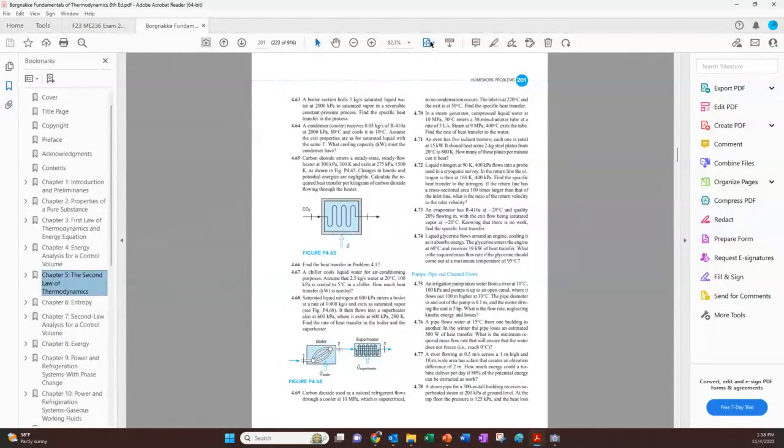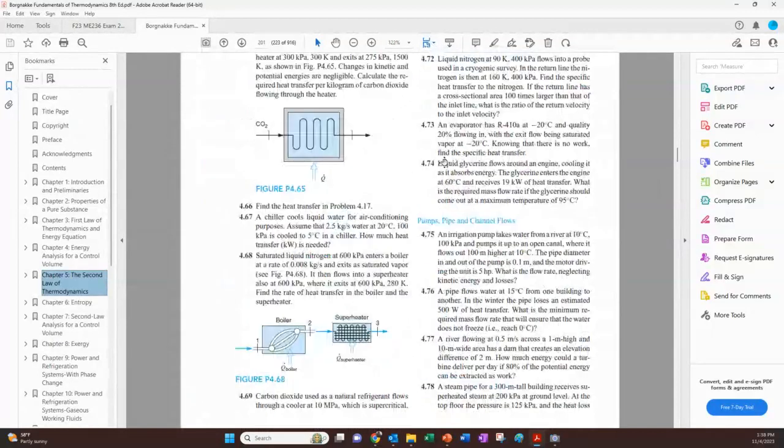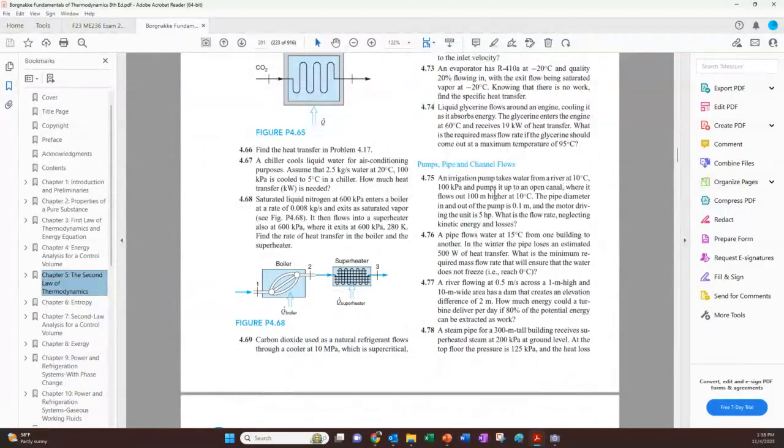pumps and channel flow. An irrigation pump takes water from a river at 10 degrees Celsius in an open channel. So I'm not sure if we did any open channel things, where it flows out at 10 meters higher. Okay, I don't think, no, I think we're okay. And the pipe diameter in and out of the pump is 0.1 meters. And the motor driving it is 5 horsepower. What is the flow rate neglecting kinetic energy and losses? All right, so this is an interesting one.